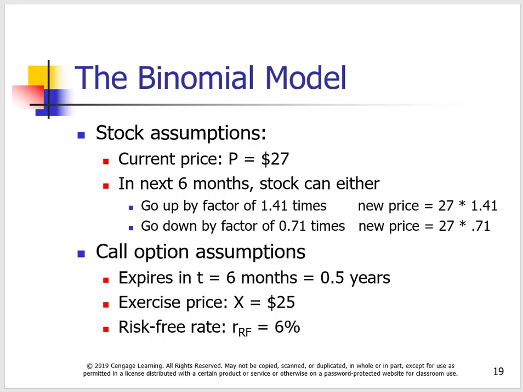So we have a stock that has a price of $27. We predict that the stock price can either go up by 1.41 times or down by 0.71 times. So the new price can go to 27 times 1.41 or 27 times 0.71. We'll do that math here in a second. The call option has half a year till it expires. Exercise price is $25, and we have a risk-free return of 6%.